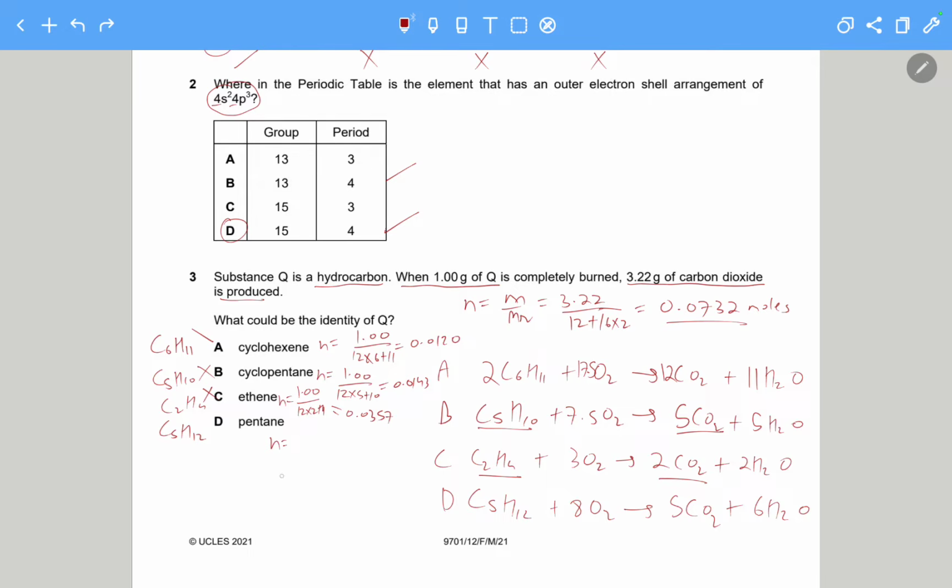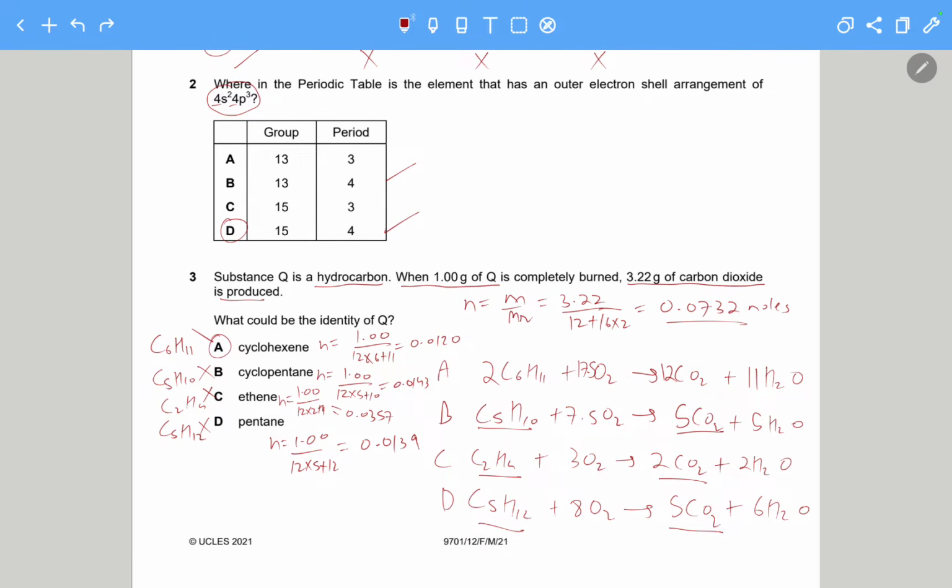The last option, we have n is equal to 1.00 over 12 into 5 plus 12, which is equal to 0.0139. And from the last equation, we can see that 1 mole of C5H12 gives 5 moles of CO2. And therefore, if we multiply 0.0139 by 5, we should get 0.0732, but we don't get that. We get something similar again, but not as close as A. And therefore, we can cross this out, and therefore, we know that A is the correct answer here.